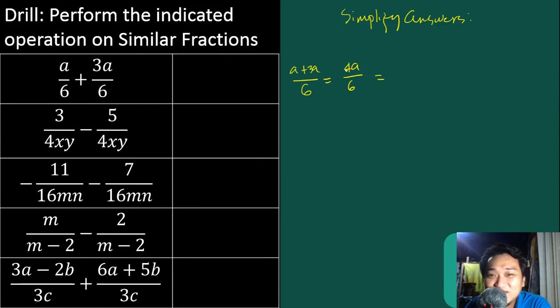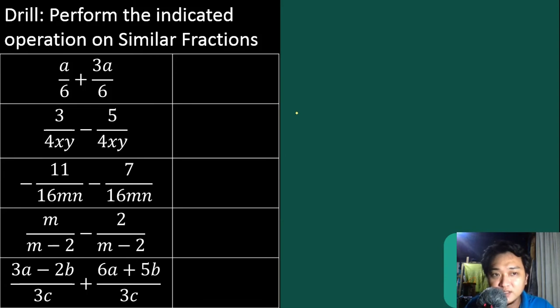Okay, so let us divide this by 2. 4 divided by 2 is 2. 6 divided by 2 is 3. So the final answer is 2a over 3. Now let us try the next example. We have 3 over 4xy minus 5 over 4xy.